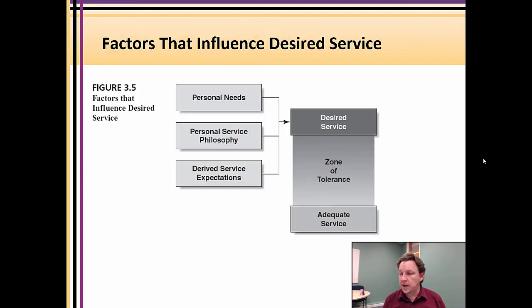So let's talk about the underpinning frameworks. What is it that makes the desired service? There are three component parts here. Again, I'm going to briefly point you to them because I want you to explore these in the text. Particularly, this model is really important for you to use as a self-diagnostic tool to understand how your own influences on desired service, adequate service, and the zone of tolerance impact on you personally.